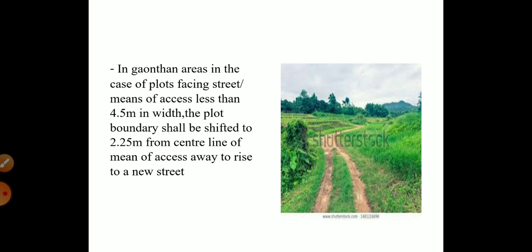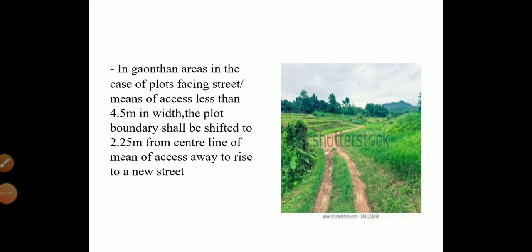Okay, see, in Gauthan areas, in the case of plot which is facing street means of access less than 4.5 meter in width, the plot boundary shall be shifted to 2.25 meter from center line of the mean of access away to give the rise to a new street or a means of access which is of width 4.5 meter. म्हणजे काय, गावठाण एरियात जे असते, गावातले एरियाज वगैरे असतात, तिथं जर का प्लॉट फेसिंग स्ट्रीट असेल किंवा समोरची स्ट्रीट असेल, त्याचा ॲक्सेस विच शुड नॉट बी लेस देन द 4.5 मीटर.